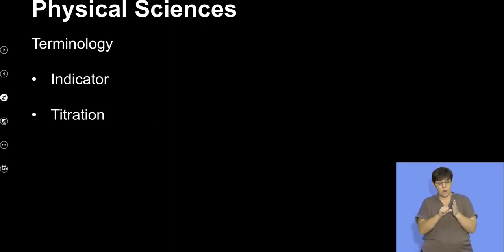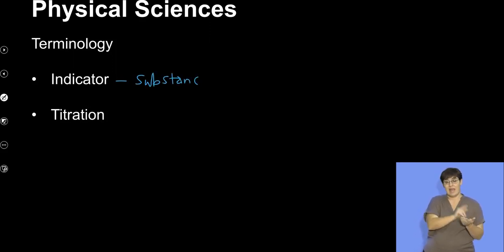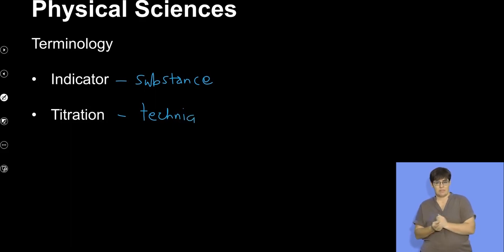So the key terms that we want to focus on: we shall be talking about indicators as substances that are used to keep track when an acid-base reaction takes place. And then a titration is a technique that is used to determine an unknown concentration of a substance using an acid-base reaction. You can think of it in terms of a neutralization reaction.